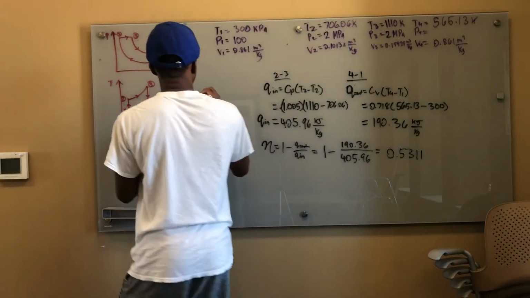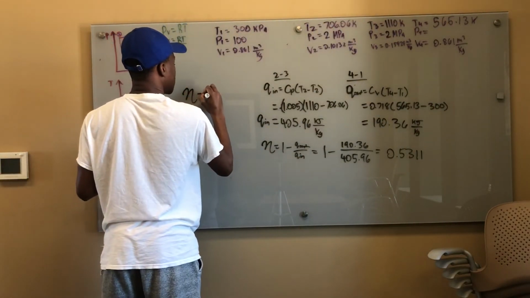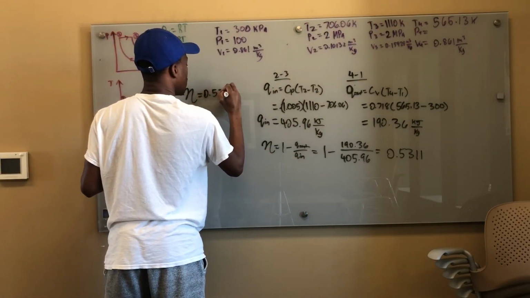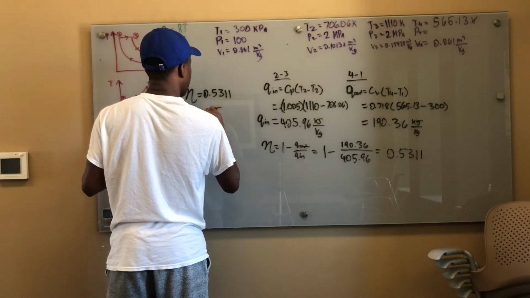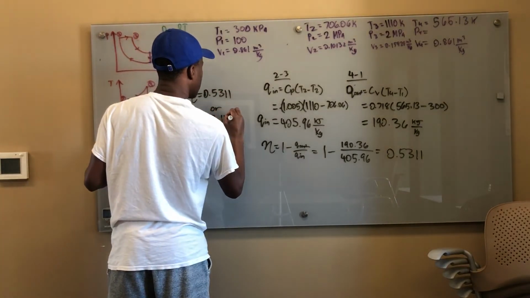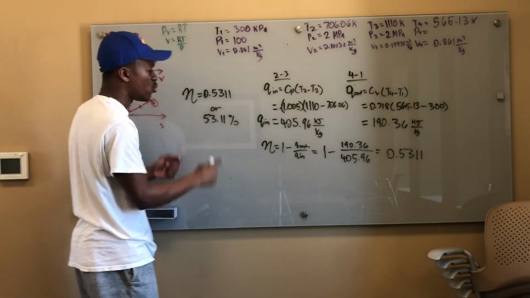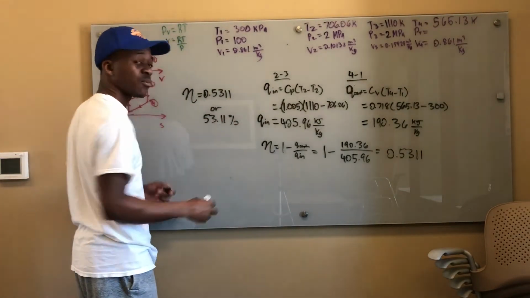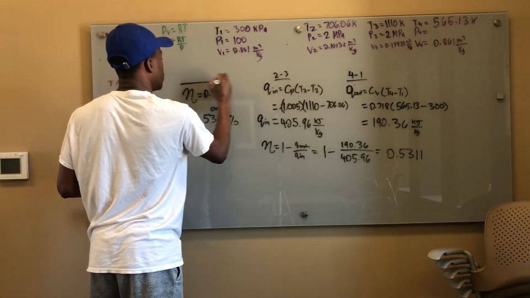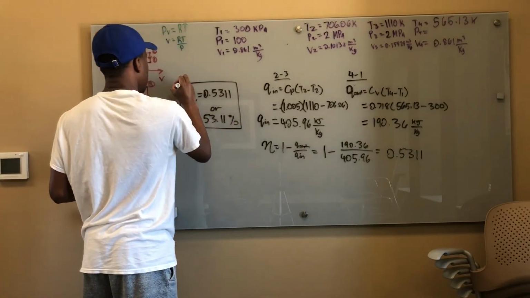So your eta, which is what they asked for, the thermal efficiency, is 0.5311 or 53.11%. This is your eta. I don't know if eta can be given as 53.11, but the thermal efficiency is 53.11%. So this is your final answer.